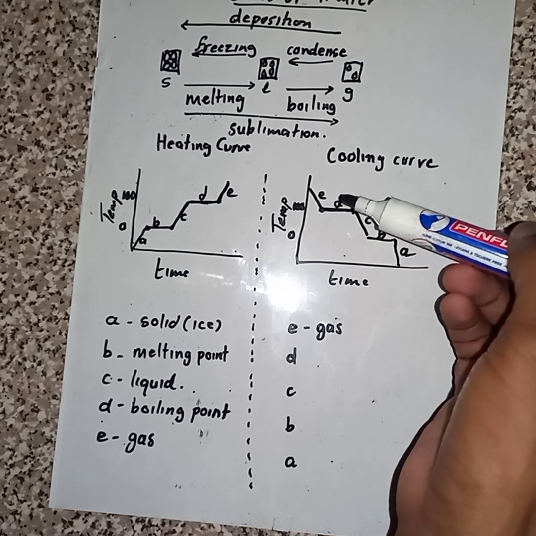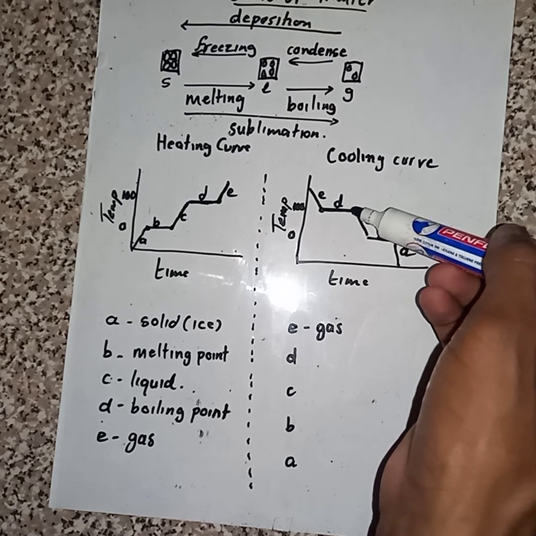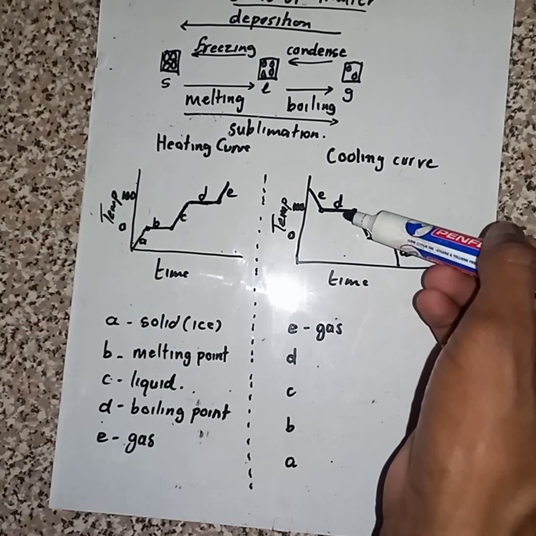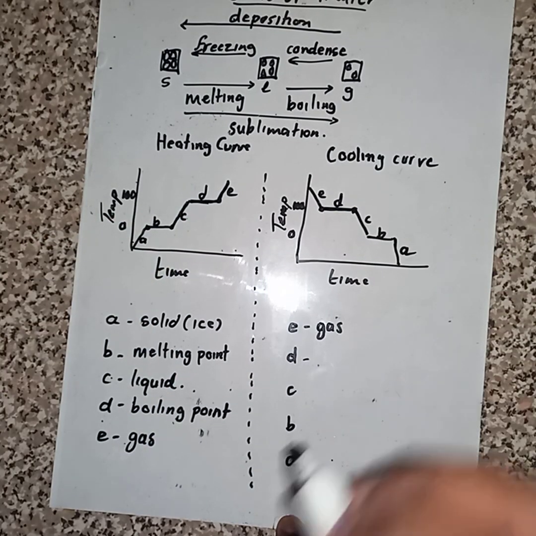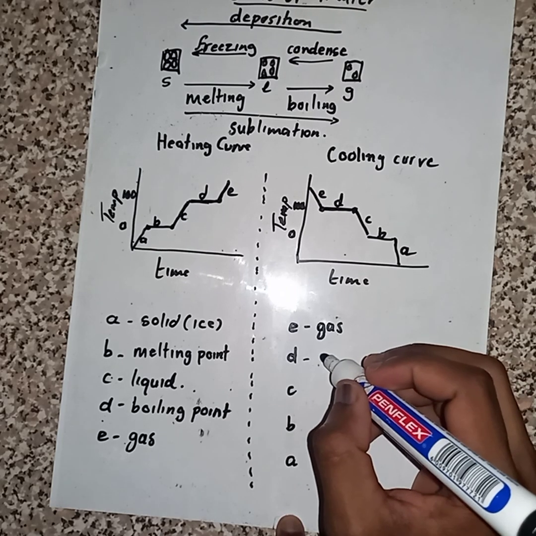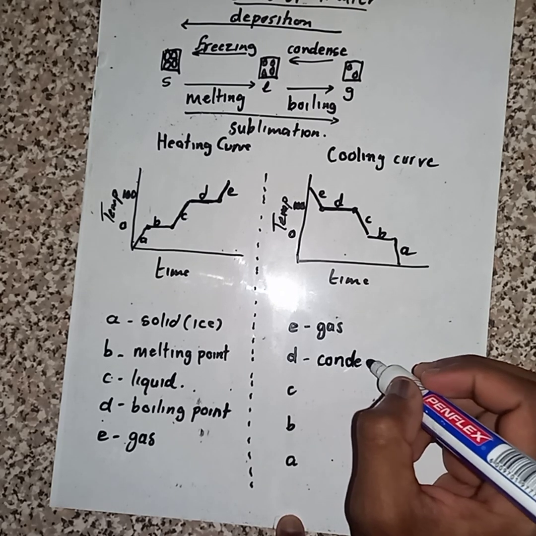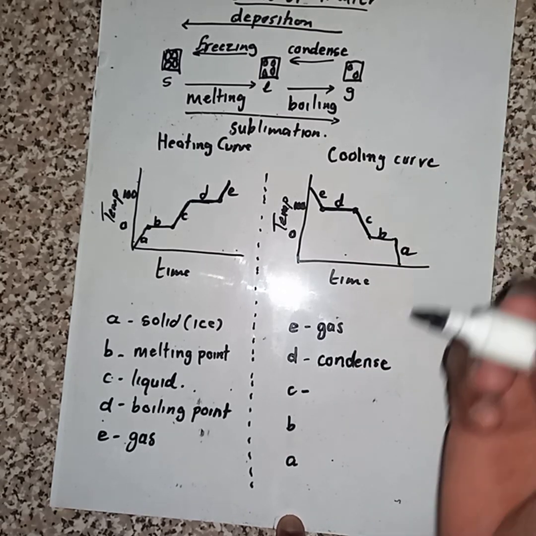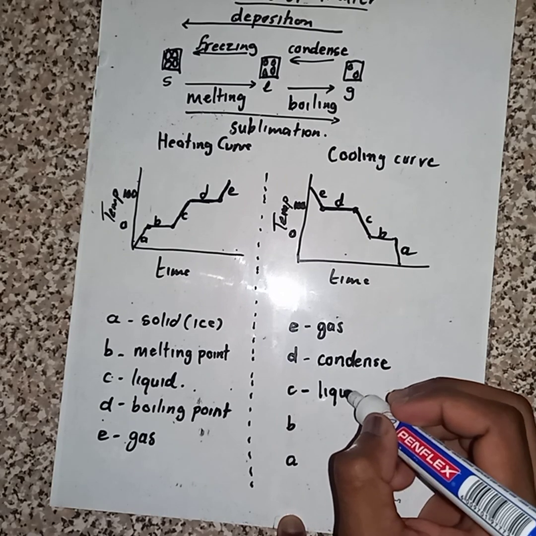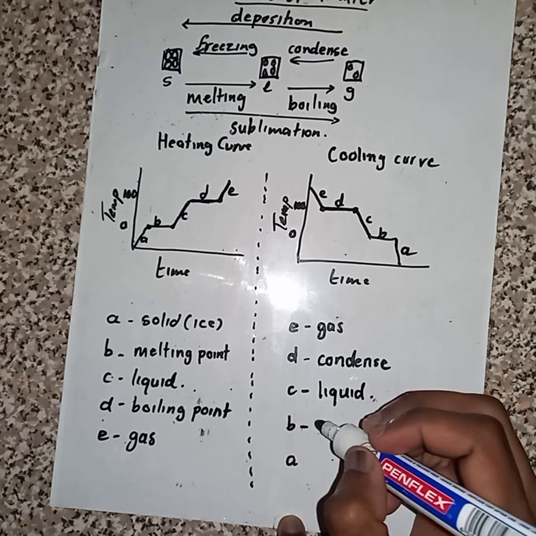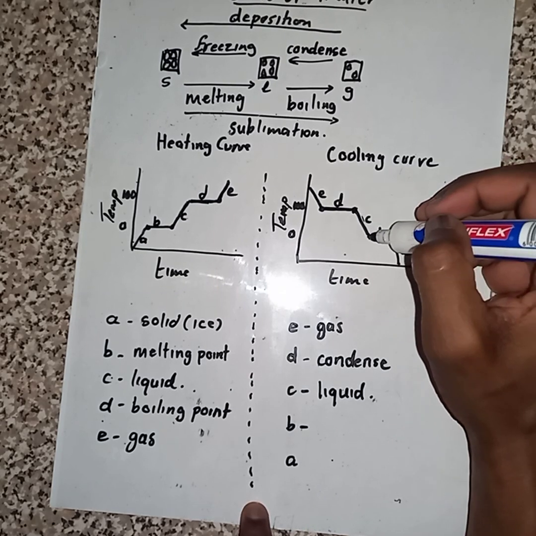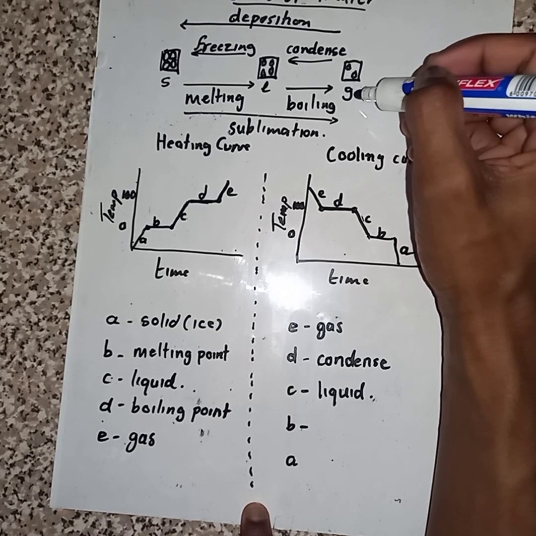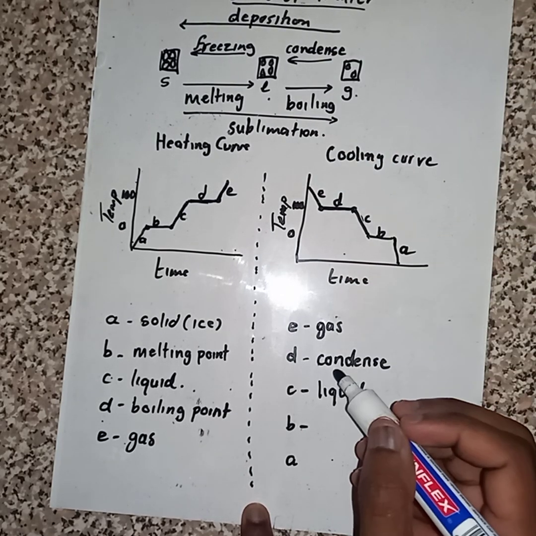Changes into liquid. You see? This side we said it's boiling, but now this side we are going to say it's condensation. At C we get what? Liquid. It condenses until it forms liquid. You see, from gas to liquid. At C we get liquid.